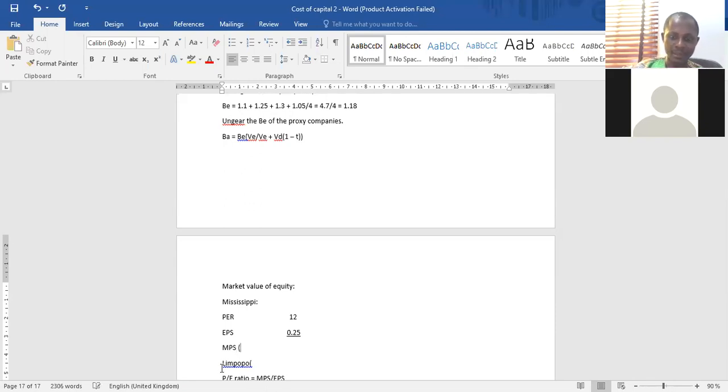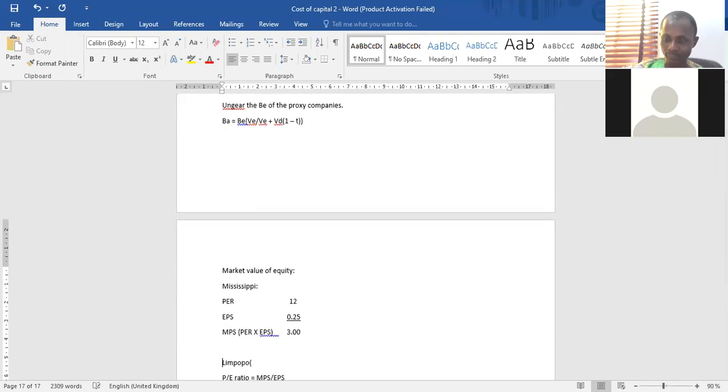That is PER times EPS. And that's what gave us 3 naira, 3.00. Did you understand up to this level? Yes, sir. Okay. Now, total nominal value of shares.